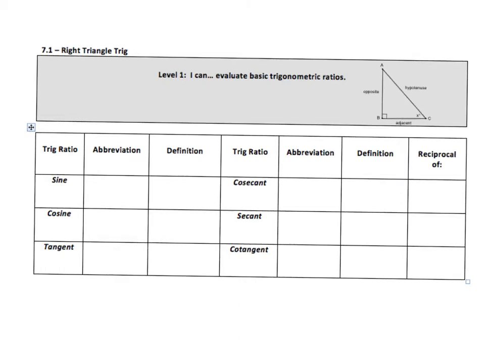All right, 7.1, level 1 is just evaluating basic trig ratios. So we did this last year. If you remember, the phrase that we used was SOHCAHTOA. So if you want to write this at the top of your paper, that might help you. Okay, so SOHCAHTOA. So what that means is, we look down at this box here.